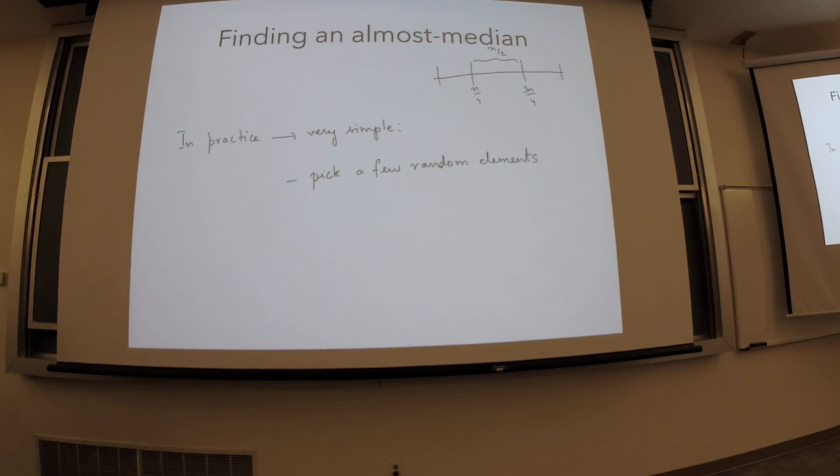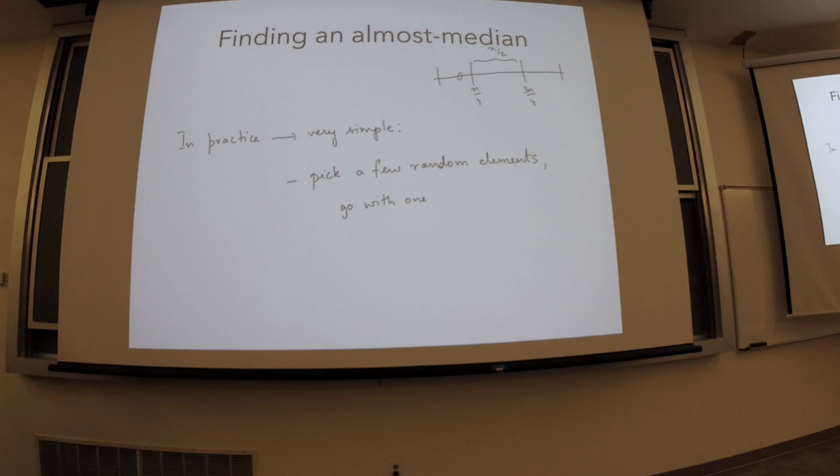And go with one that splits the array. And once you pick some element, in O of n time you can tell if this was an almost median or not, right? Because you just count how many are less than that number, and if it was less than n by 4, then you were unlucky, or more than 3n by 4, then you were unlucky. Otherwise, you found an almost median. Okay, so this is how you do this in practice.